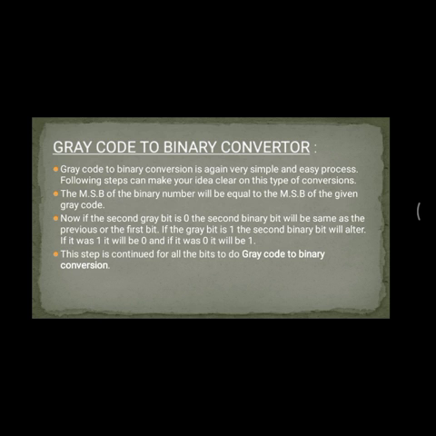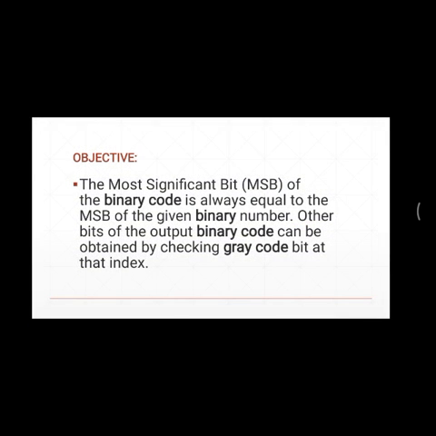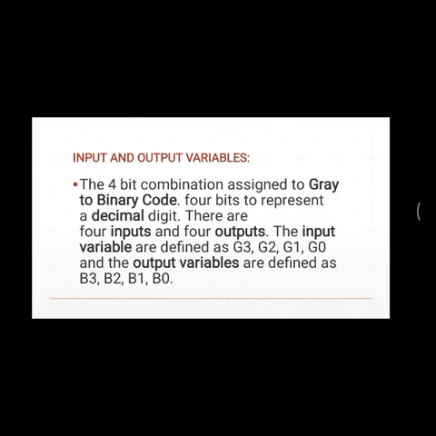Objective: the most significant bit of the binary code is always equal to the MSB of the given gray code. Other bits of the output binary code can be obtained by checking the gray code bit at that index. It is a 4-bit combination assigned to the gray code, 4 bits to represent a decimal digit.